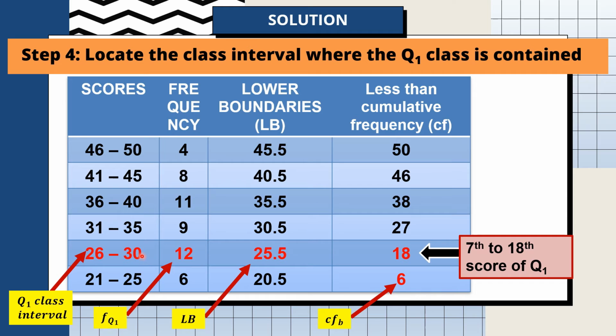Tapos, yung class size natin, since 26 to 30 tayo, so paano sinusolve ang class size? That is 30 minus 26, which is equal to 4, plus 1 is equal to 5. So, kung mapapansin, 5 lahat yung class size ng lahat ng class interval. Check natin dito. 50 minus 46 is 4, plus 1 is equal to 5. So, lahat sila 5 ang kanilang class size.